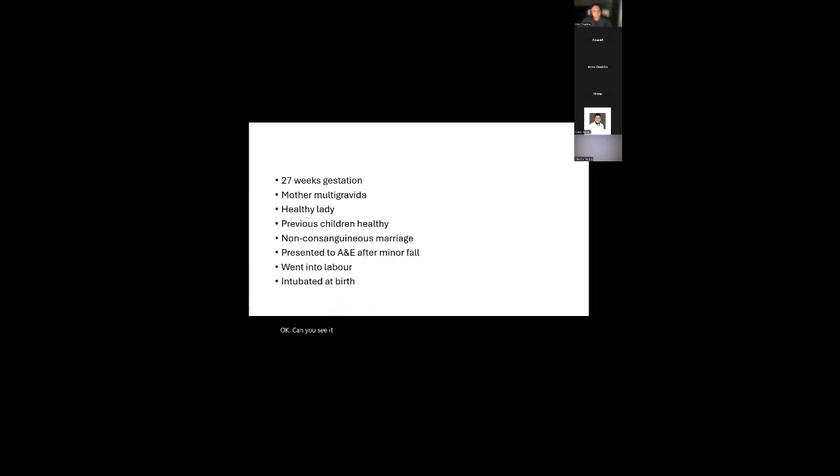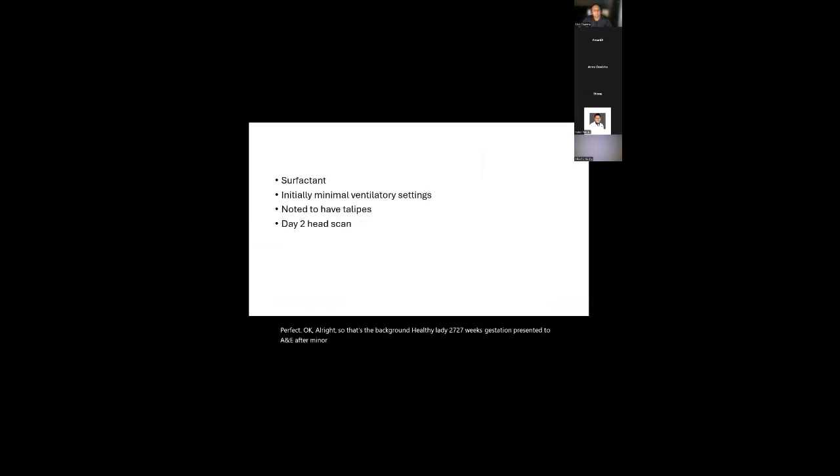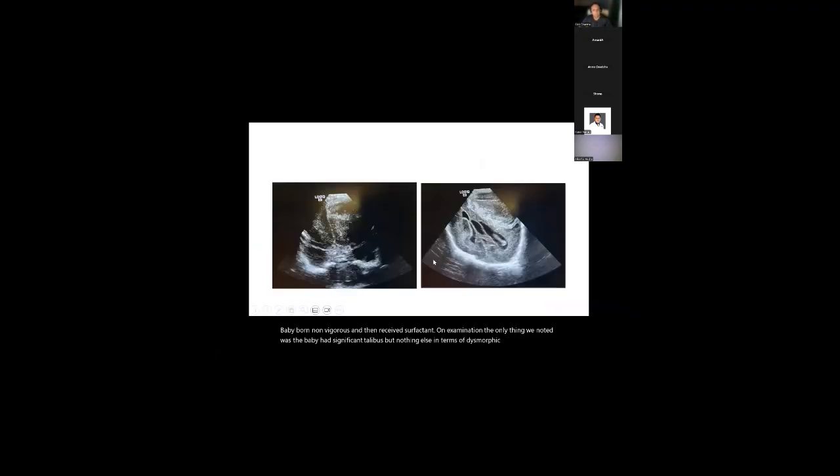Perfect. All right, so that's the background. Healthy lady, 27 weeks gestation, presented to A&E after a minor fall. Baby born non-vigorous and then received surfactant. On examination, the only thing we noted was significant talipes, but nothing else in terms of dysmorphic features. I did this with a linear probe, and it was day 2.